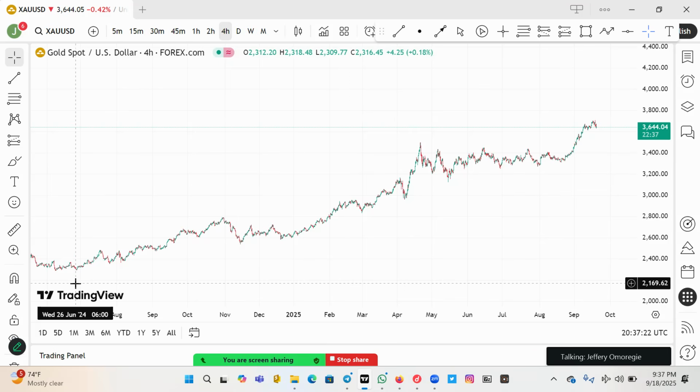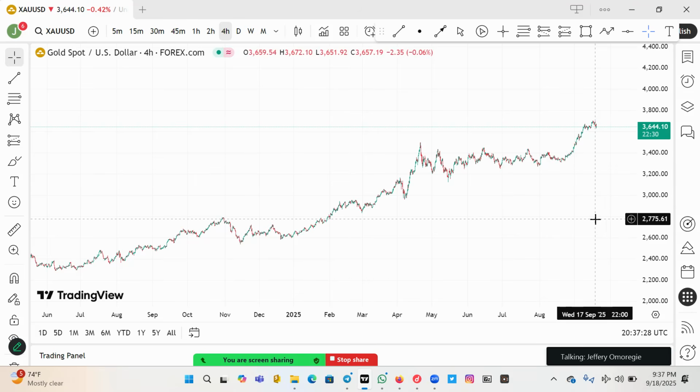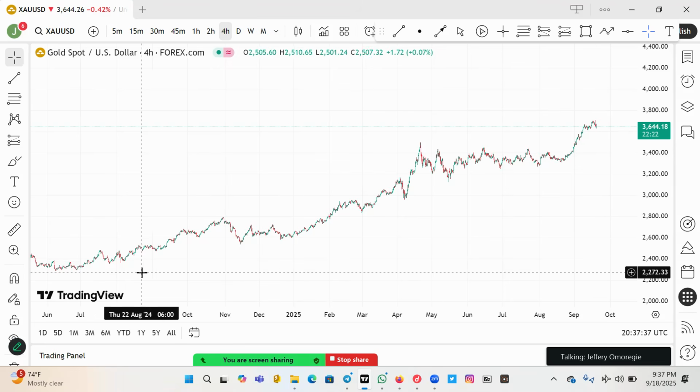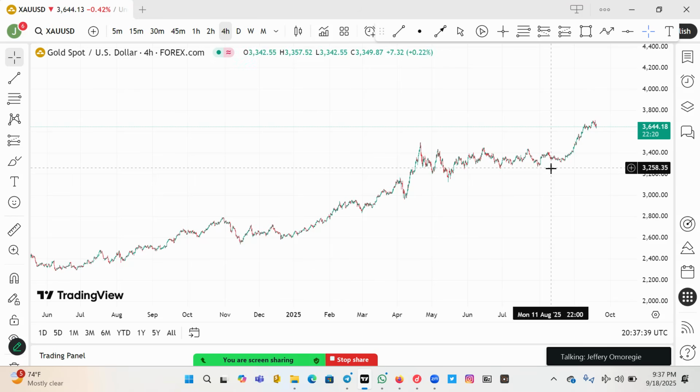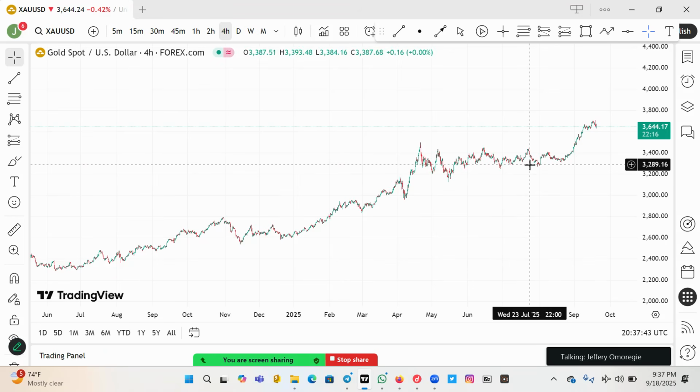We are looking from the month of June 2024 to the current day, which is September 18th, right? GBP USD has been bullish. Now, because you've seen that GBP USD has been bullish, you want to trade in line with the direction of the market. You don't want to be caught out.